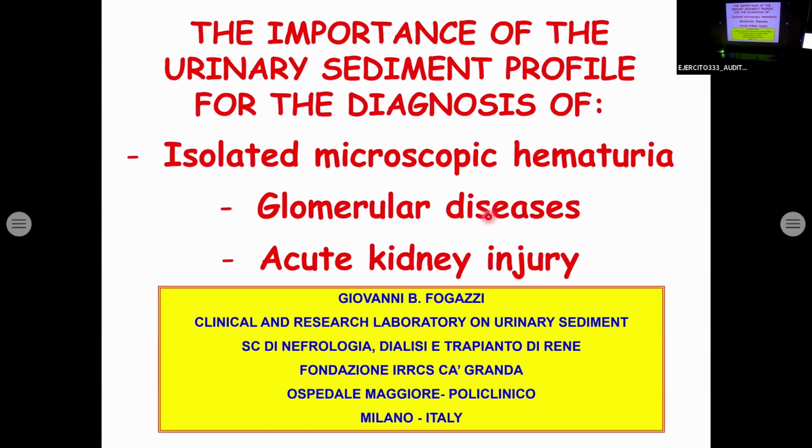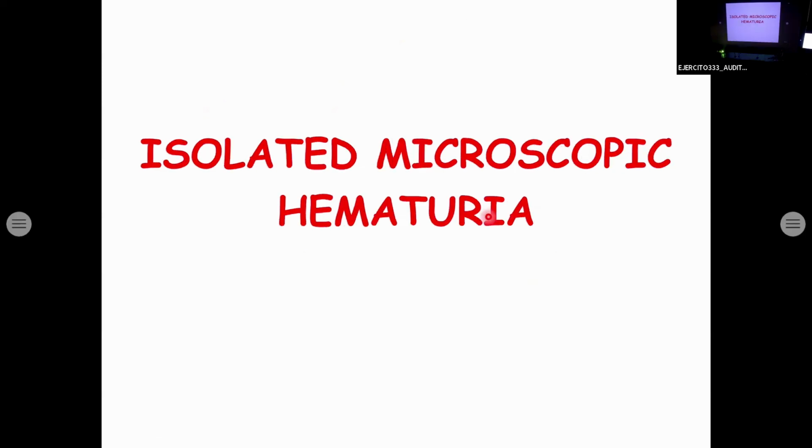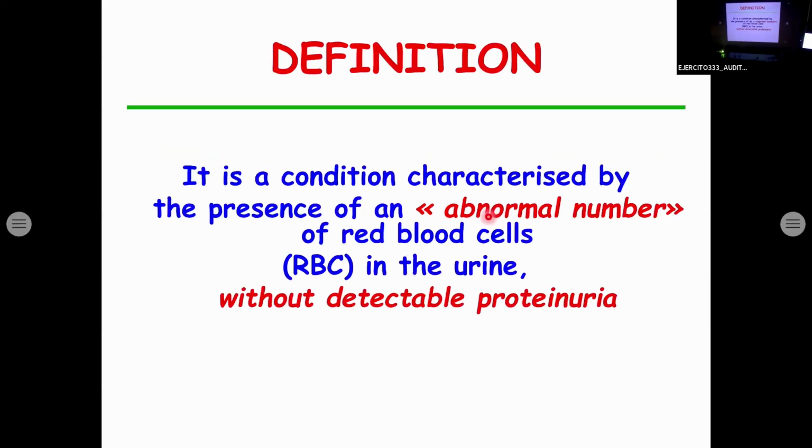So I will speak about the importance of the urinary sediment profile for the diagnosis of isolated microscopic hematuria, glomerular diseases, and acute kidney injury. Isolated microscopic hematuria. Definition: it is a condition which is characterized by the presence of an abnormal number of red blood cells in the urine without detectable proteinuria.